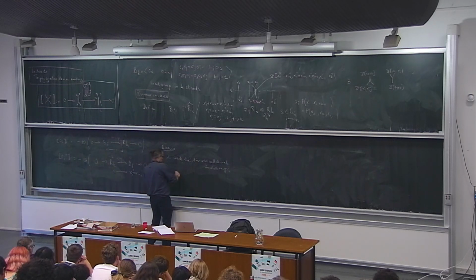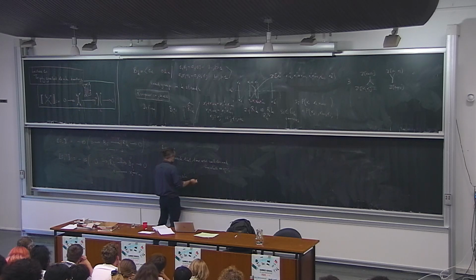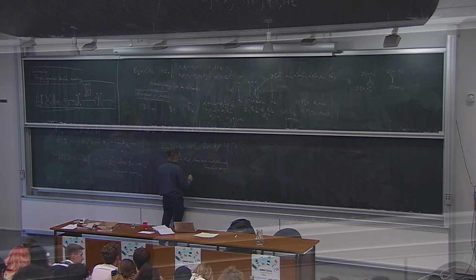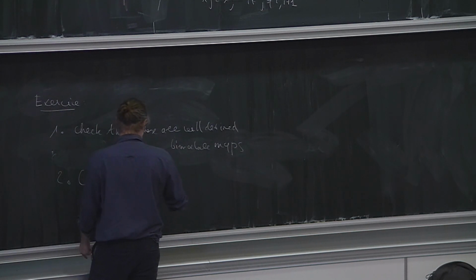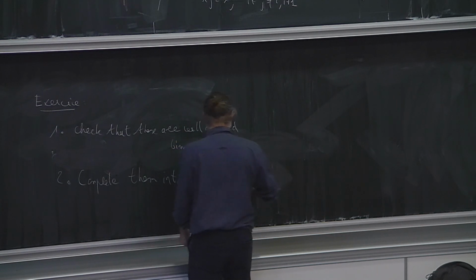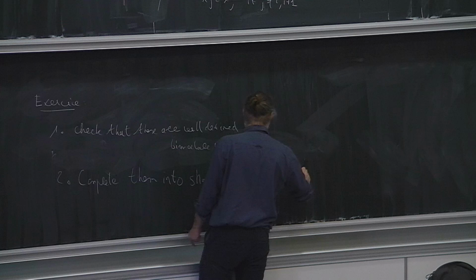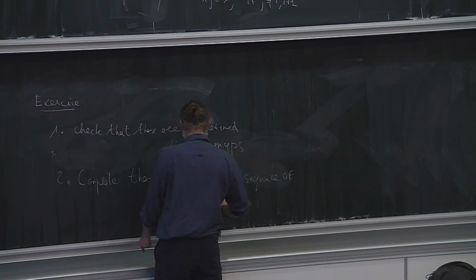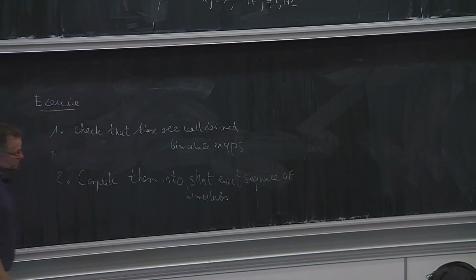And slightly more tricky, complete them into a short exact sequence of bimodules. In particular I'm suggesting that one of them is injective and the other one is surjective as a bimodule map. And I'm just asking, tell me what the kernel is, to see what happened.